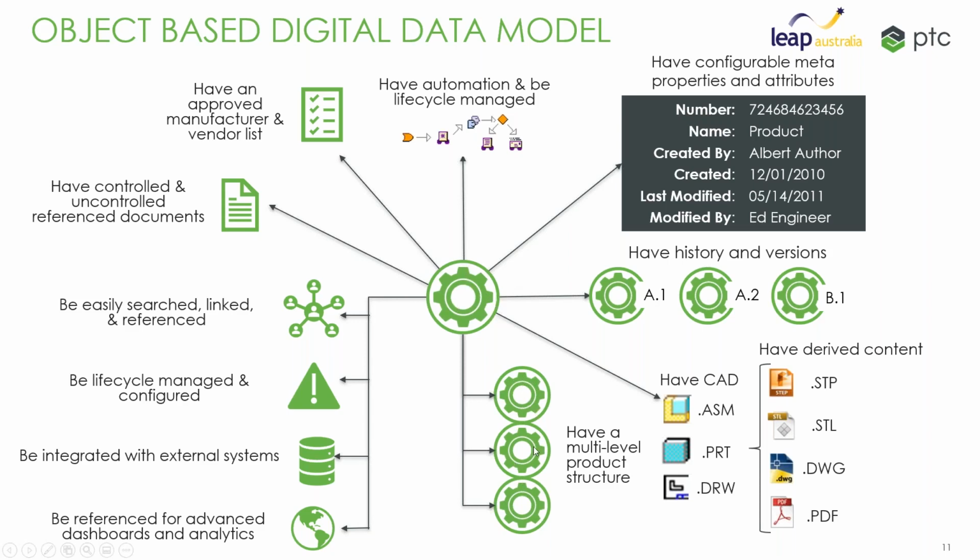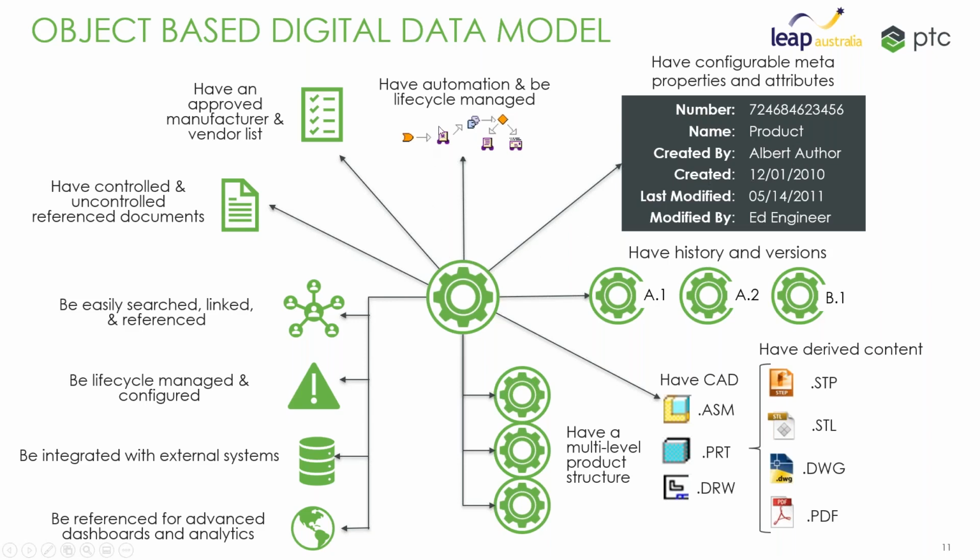So essentially, that's really our BOM, as you can see there. That object can have a CAD associated to it that helps describe it. It could also have derived content that comes from that CAD, like STEP files or PDFs or whatever it might be. There'll be history of that with versions, A1, A2, B1, B2, and so on. There'll be a whole bunch of metadata properties and attributes, things like its number, its name, who created it, when it was last modified.